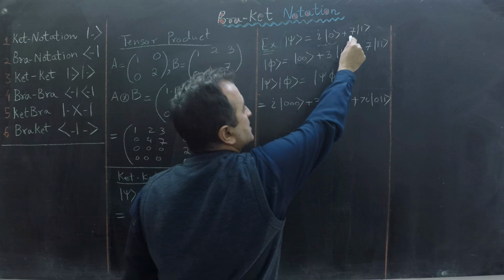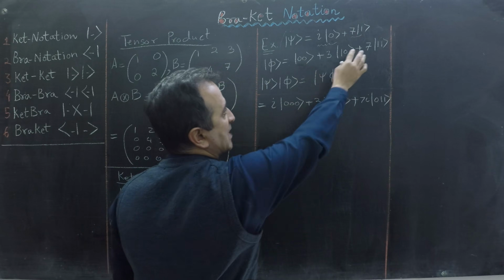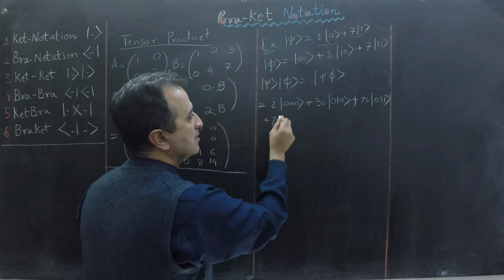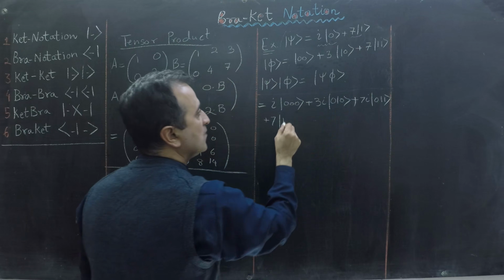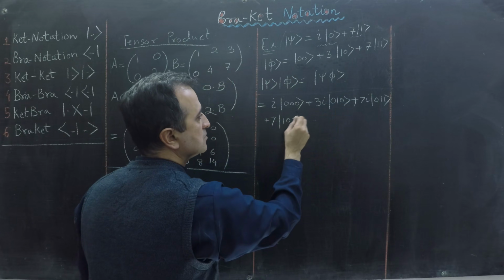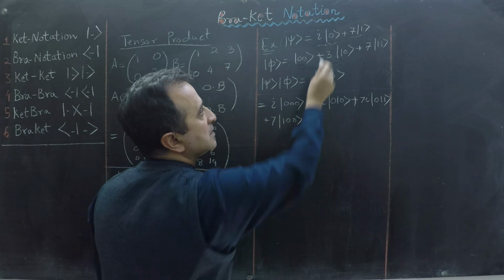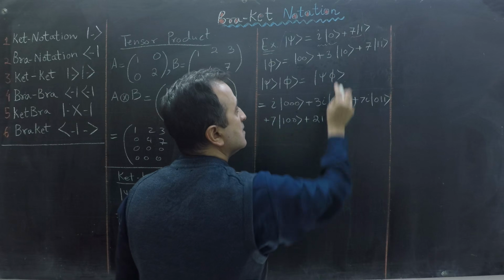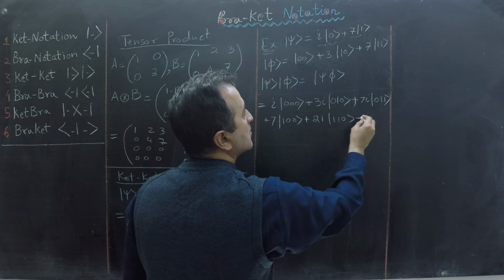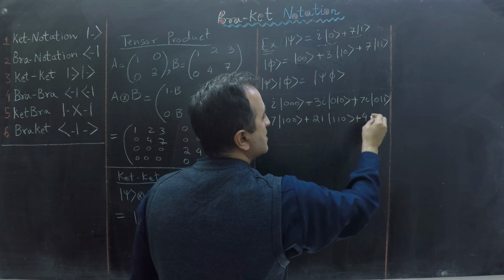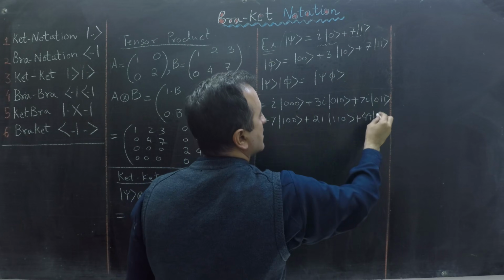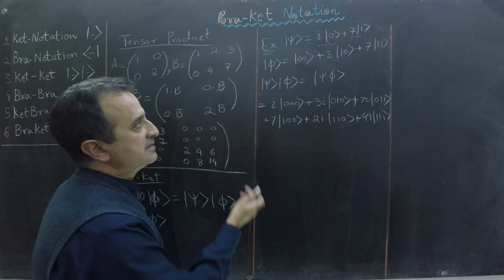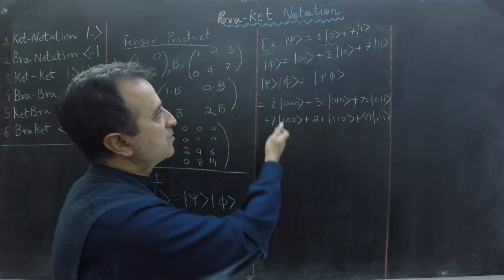Then I will take this term and multiply it with all of those terms. I will get plus 7. First I have to write 1, so ket 1, then these two zeros, 100, plus 21 ket 110 plus 49 ket 111, and that's it. This is basically my tensor product of these two vectors.